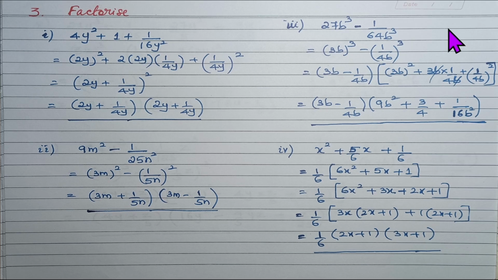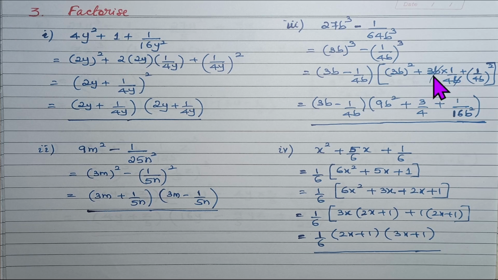Now coming to the next example, 27b cube minus 1 by 64b cube can be written as 3b whole cube minus 1 by 4b whole cube. That means it is a cube minus b cube form. So a cube minus b cube is a minus b in the bracket a square plus ab plus b square. So 3b is a here, 1 by 4b is b, so a minus b, that is 3b minus 1 by 4b. A square will be 3b square, plus ab will be 3b into 1 by 4b, plus b square is 1 by 4b whole square.